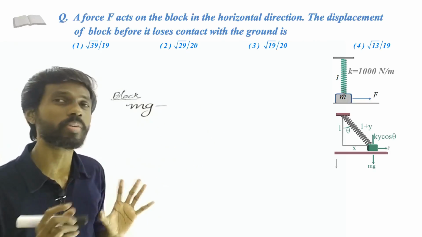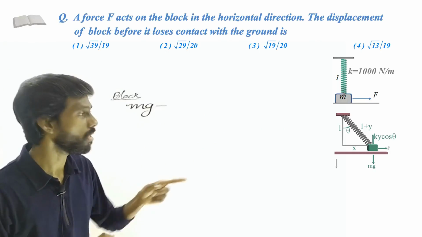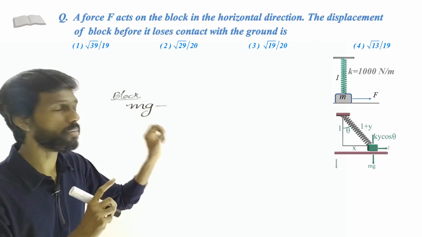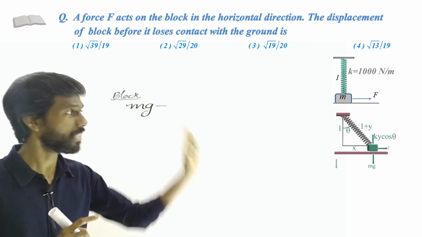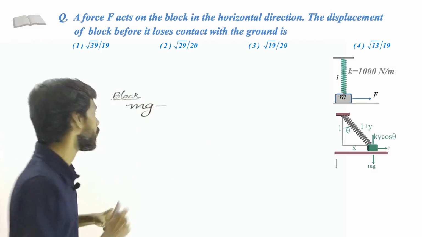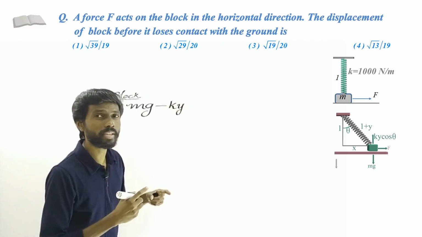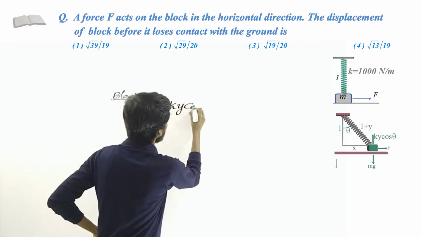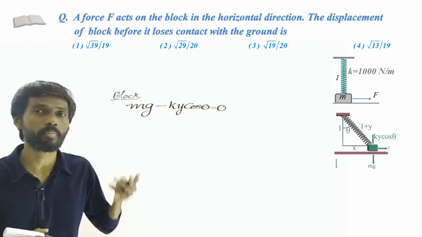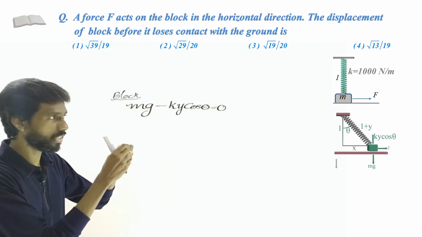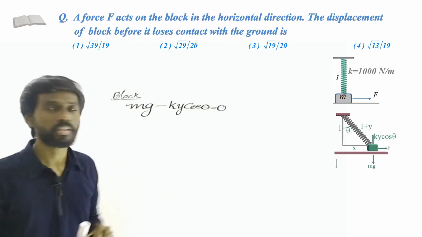What is the spring force? First of all, that is k multiplied by the elongation. What is the elongation? 1 is the natural length, 1 plus y, so y is the elongation, and ky is the spring force, but in some direction. You have to take its vertical component. That means minus ky multiplied by cos theta. So this vertical sum must be equal to 0, because there is no vertical motion; it is just about to lose contact. At that point there is no vertical motion, so we take this value to be 0.